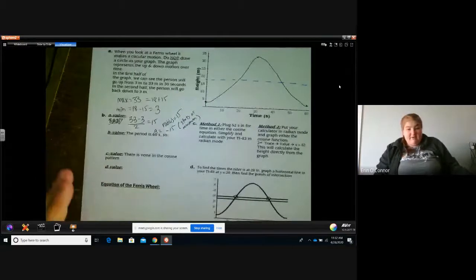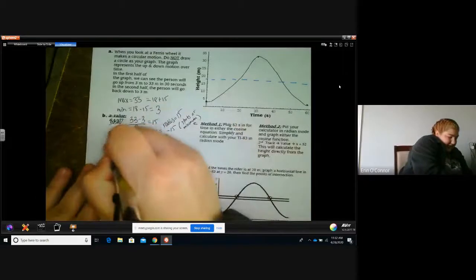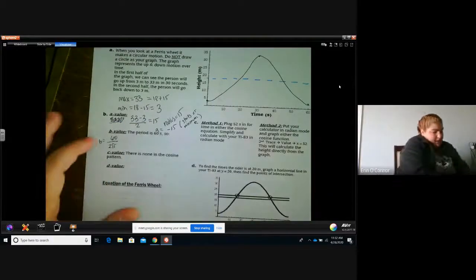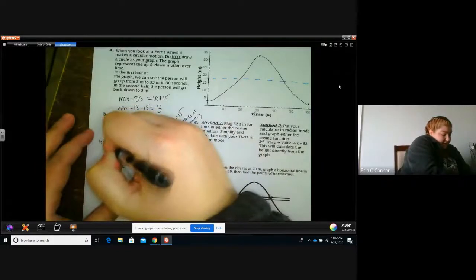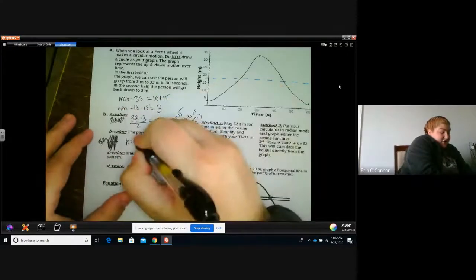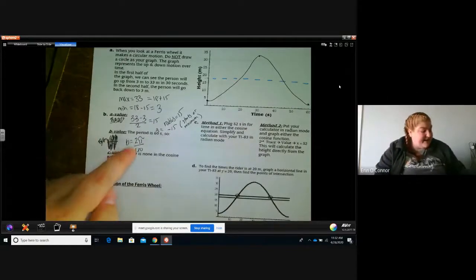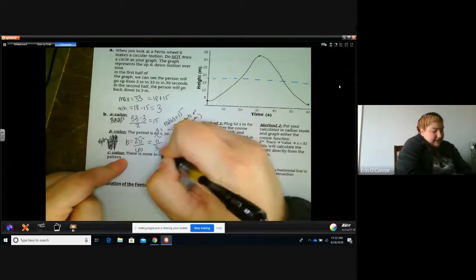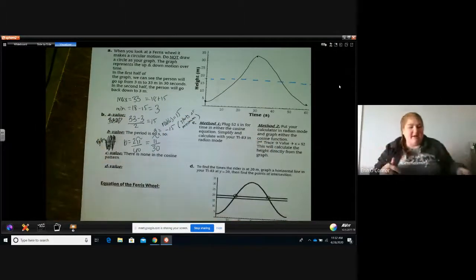Now the B value. So the period is 60 seconds. So to find B, we do 60 divided by 2 pi. Remember, that is our equation to find B. I apologize, guys. I am having a brain fart. Sorry. Our equation is 2 pi divided by 60. It's always 2 pi on top. So 2 pi divided by 60, which reduces to pi over 30. Again, it's always 2 pi either divided by the period or divided by B to find the other one.